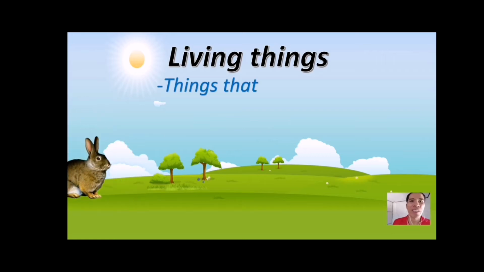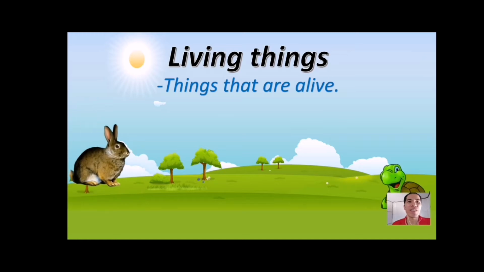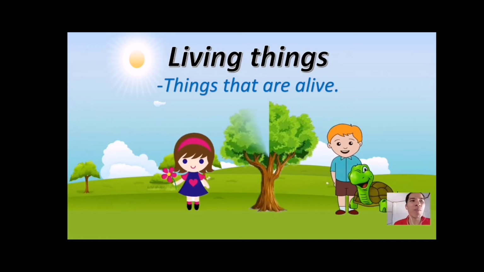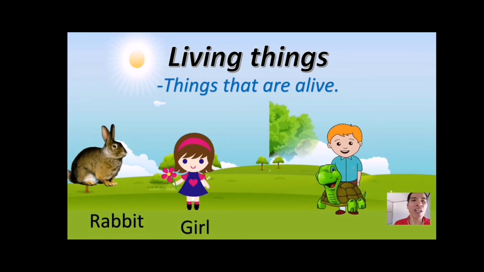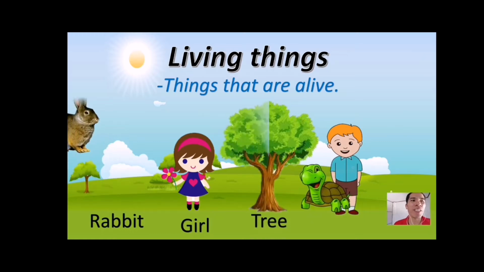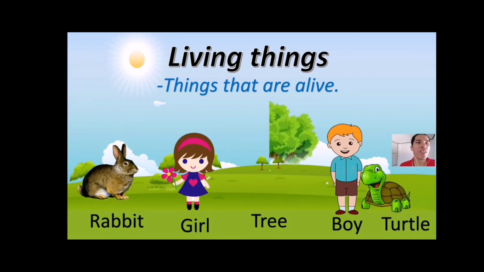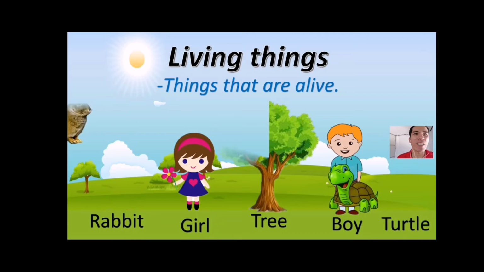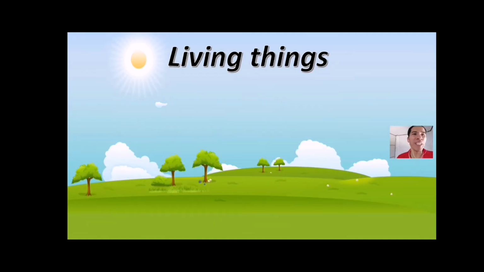Living things, like you have seen on the screen. Living things are things that are alive, like humans, animals, and plants. Rabbit. We have girl, tree, boy, and even turtle. These things belong to living things. Why? Because they are alive.